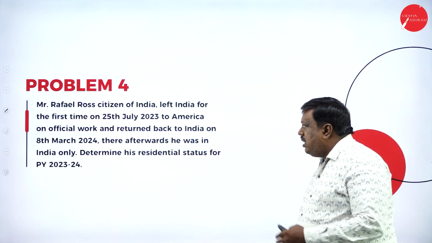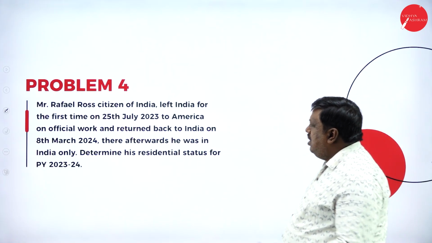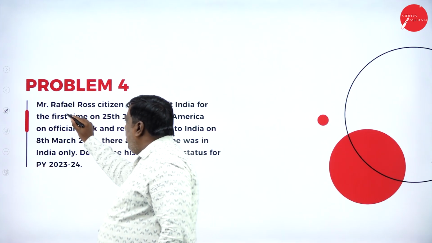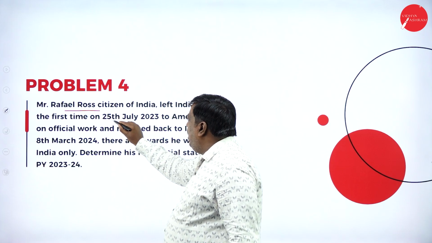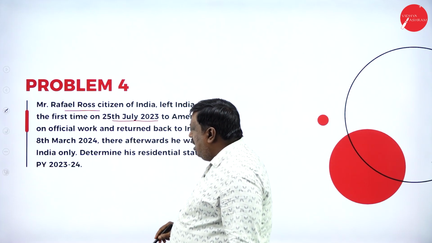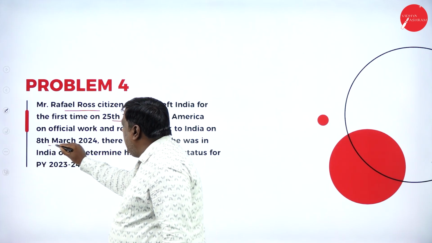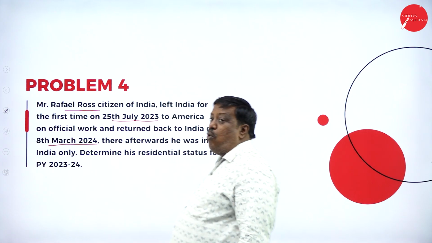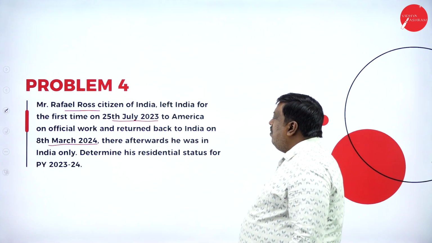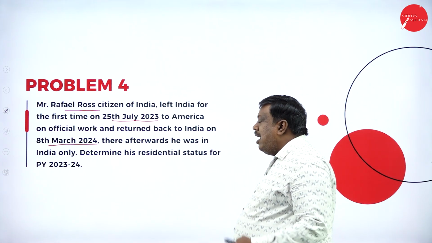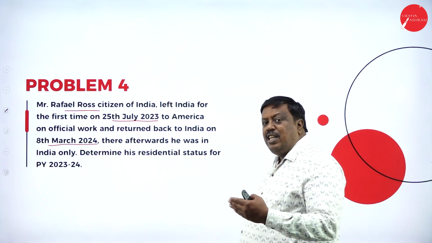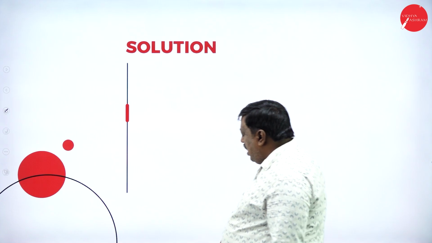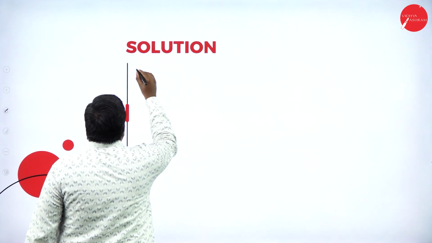Let us take the next concept here, from number 4. Rafael Rose. My name is Rafael Rose. I left India on 25th July 2023 and I returned back on 8th March 2024. So now we have to check whether I'm going to satisfy both the basic conditions as well as both the additional conditions. Now, what is my name here?